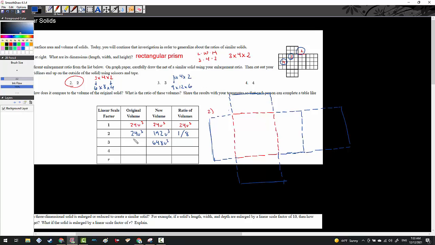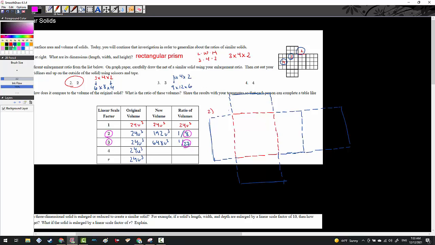Of course, the original volume will always be 24 units cubed. This is always the original figure here, so we can fill that part in pretty quickly. Again, let's look at 648 divided by 24, and we'll end up with a volume ratio of 1 to 27. And I'm hoping by now we are seeing a pattern between linear scale factor and volume scale factor.